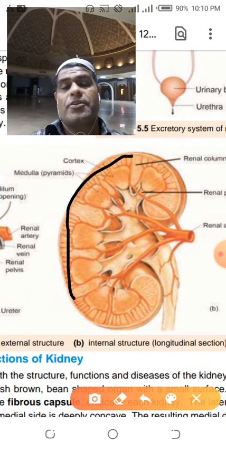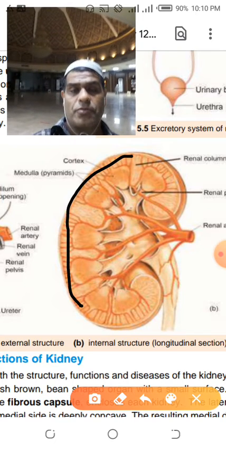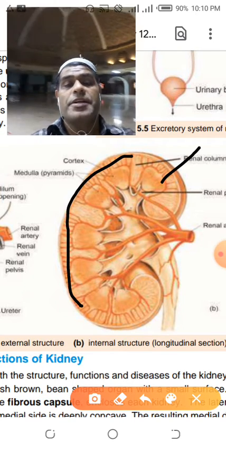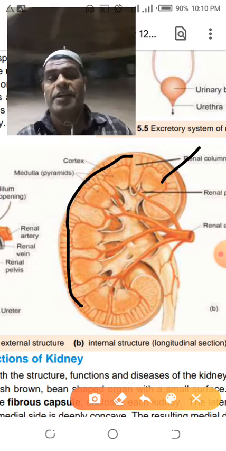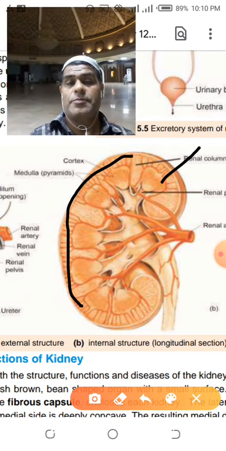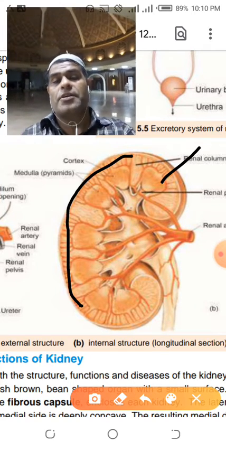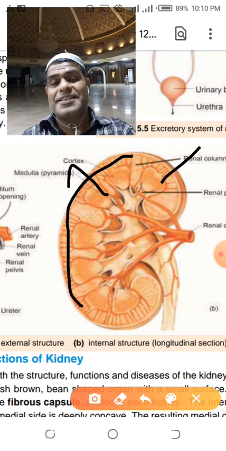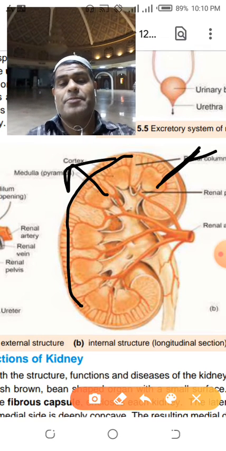This is the area of the cortex, the outer area. The pyramid shapes are not part of the cortex. The pyramid shapes, these are the medulla. Now the cortex and the medulla. This is the medulla, this is the cortex. This is the cortex, this is the medulla. The middle part is the medulla.